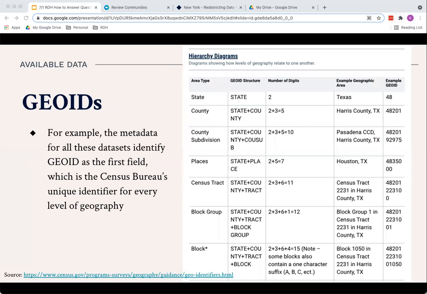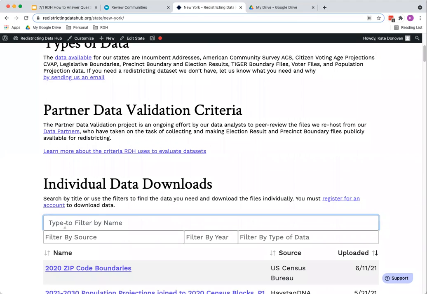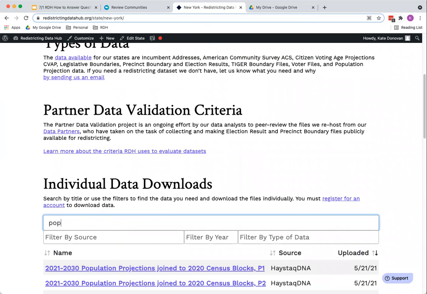In fact, let's go look at that very quickly now, because for the demonstration, we're going to be working with data from our website for the state of New York, as well as data from Representable, where I have already drawn a community of interest map in the state of New York where I live. So we are going to be working with the population projections.